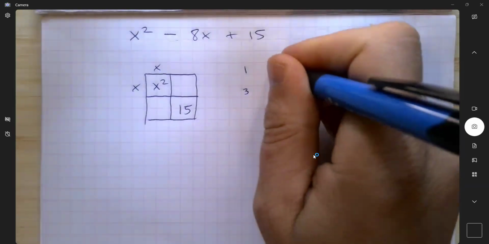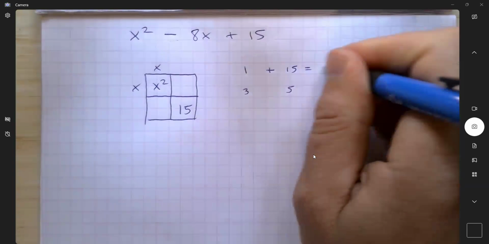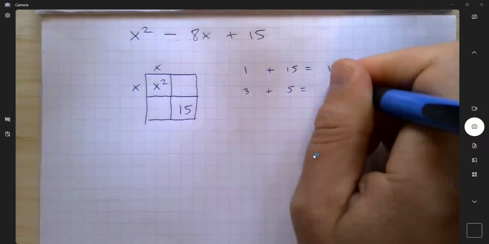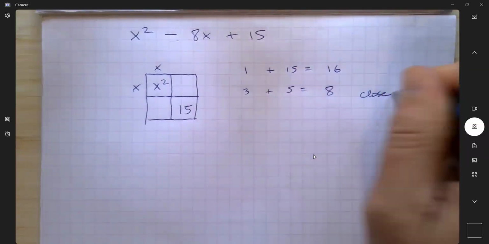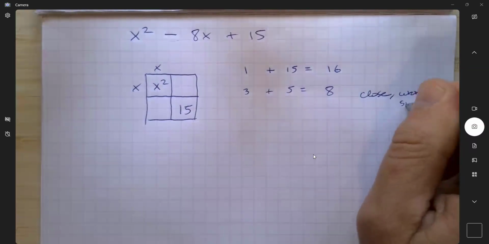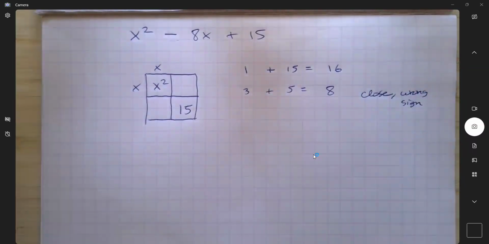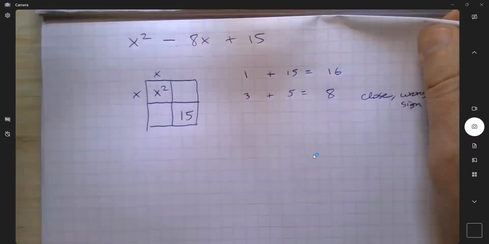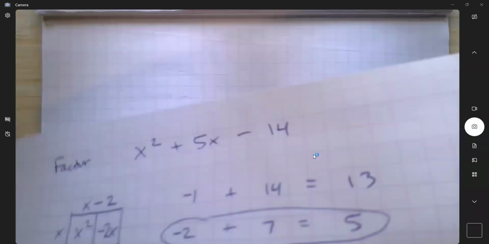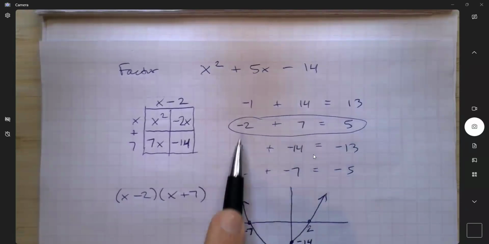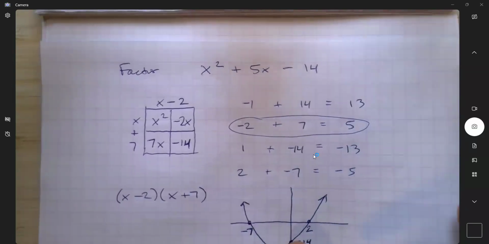So I'm going to do this kind of wrong at the beginning. Not kind of wrong, but I'm going to get stuck to show you how to get unstuck. So I check and I'm like, oh, this is close. 3 plus 5 is 8, but it's the wrong sign. Remember, just because we're working with numbers doesn't mean our pieces are going to be positive.